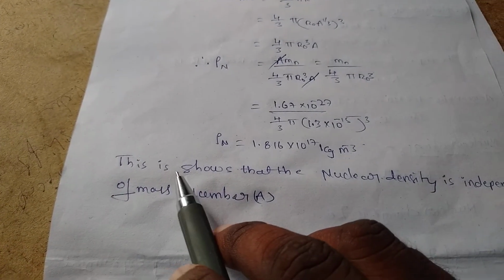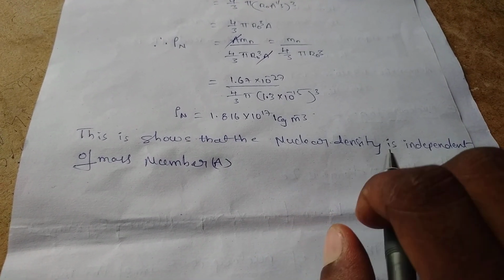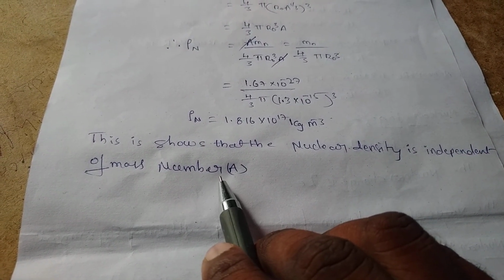This shows that the nuclear density is independent of the mass number.